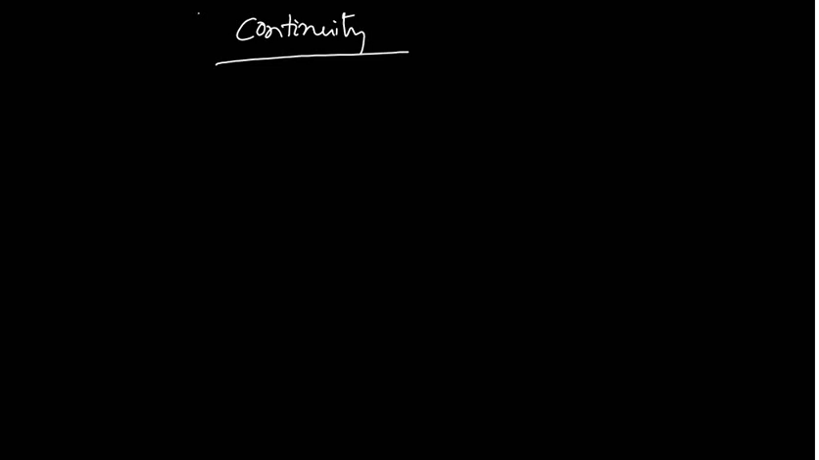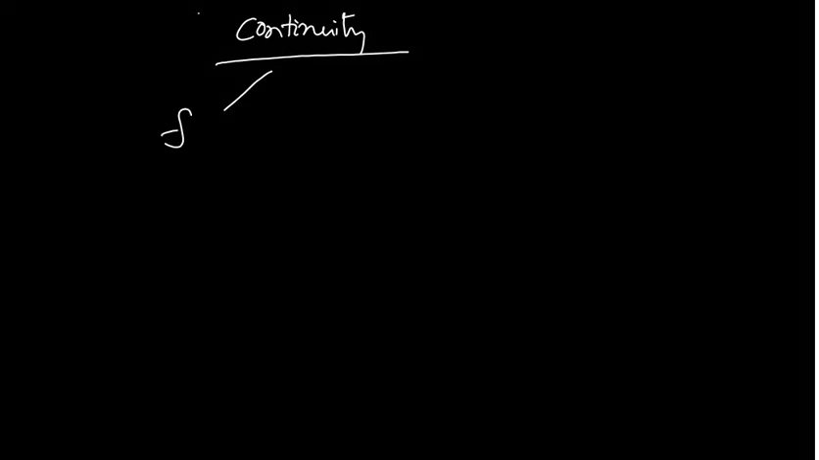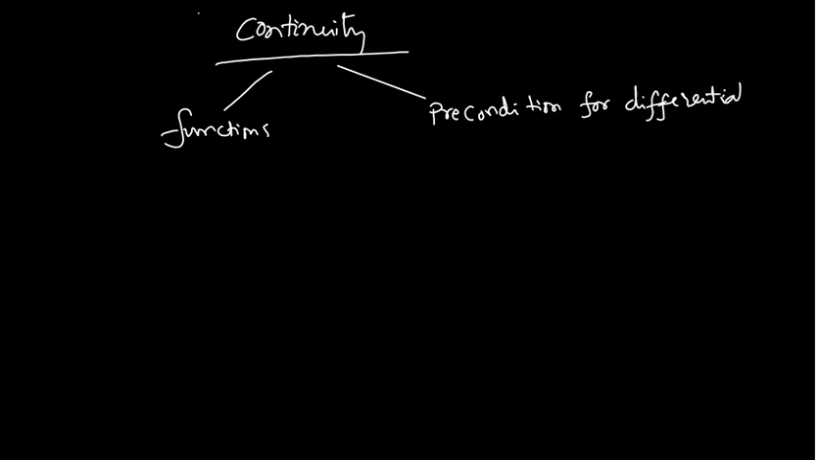So this is related to the first thing: function and precondition for differentiation. So in general, differentiation of a function, meaning you are finding the slope of the curve. Curve means it's a function only, a point.